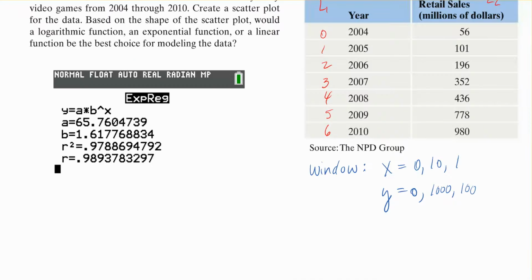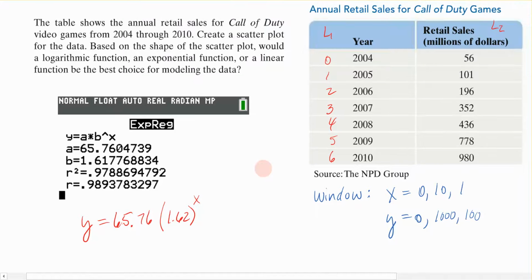My equation comes from y equals a times b to the x. So my a that we're going to use, to 2 decimal places, looks like y equals 65.76 times 1.62 raised to the x power. And that is the equation that we're going to use to represent the data that's over here. And that's how we can do a regression to come up with an equation based on some real data that we're looking at.